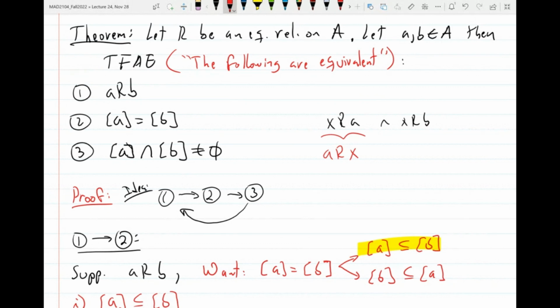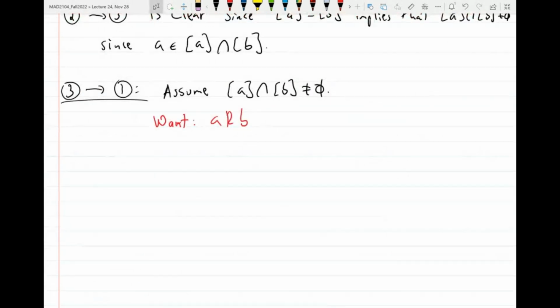That's what I just said. You just said what? All right, so let's write it down. So assuming that the classes are non-empty, the intersection is non-empty, we want to show that A is related to B.